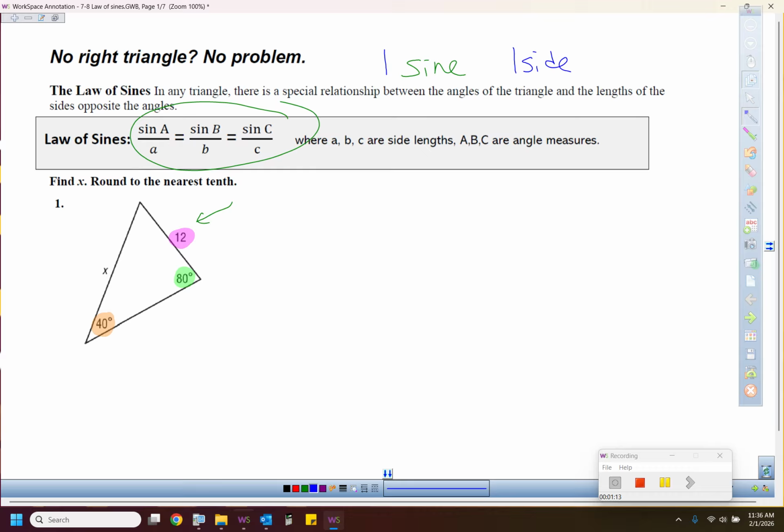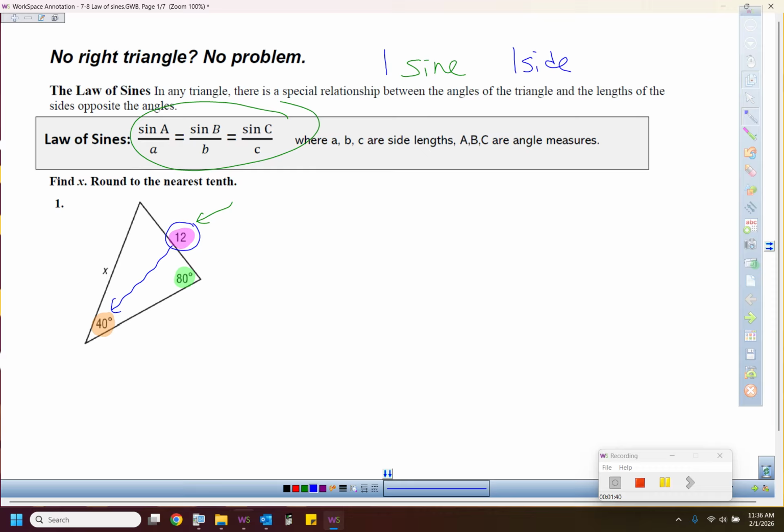So here's what we do. We need to set up this little proportion. You won't actually do all three of them. You'll just do two of them. But they're just saying that all of these ratios are proportional to each other. Here's the simple thing. If you buy into this, circle the side that they gave you and draw an arrow to the angle right across from it.